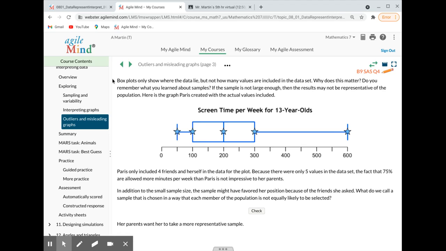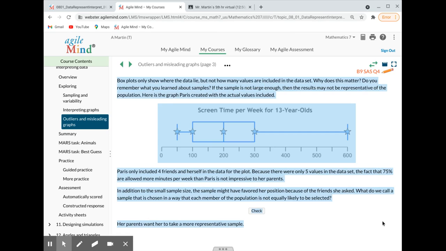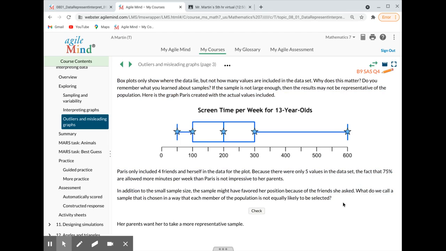Akira, go ahead and read this for us. Yes, sir. Box plots only show where the data lie, but not how many values are included in the data set. Why does this matter? Do you remember what you learned about samples? If the sample is not large enough, then the results may not be representative of the population.